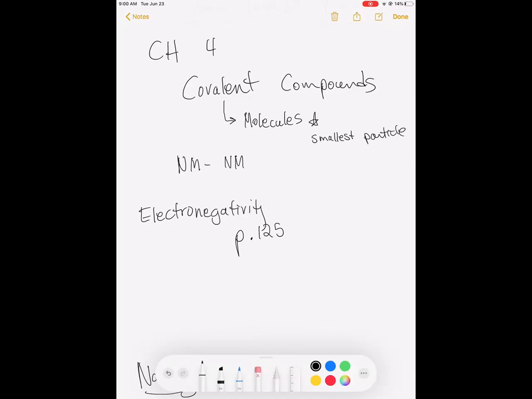Kind of like H2O, water. The smallest particle would be that oxygen and the two hydrogens bonded together. There's the lone pairs. Okay, we'll be talking about the Lewis structure also in this chapter.